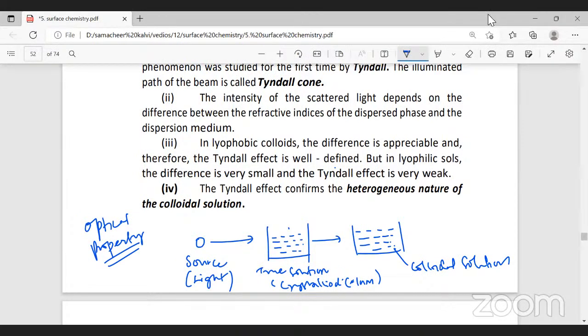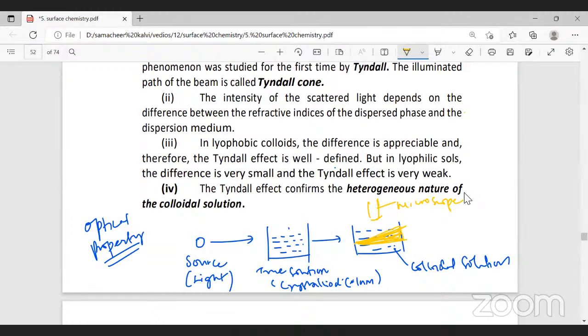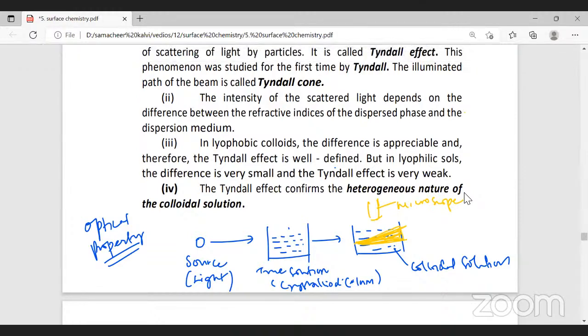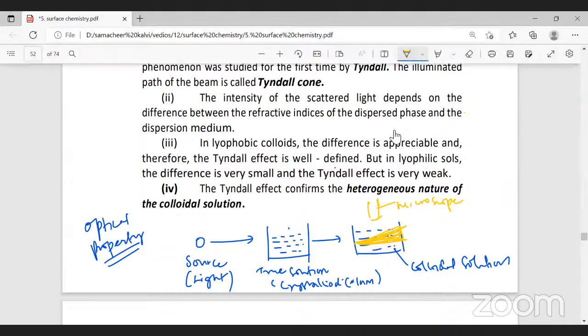Now what happens is the path in which light travels can be visible, can be seen. It is in the form of a cone. The path in which light travels can be seen. This is observed by using an ultra microscope. It's not seen through the naked eye. It is seen through an ultra microscope. Now, this scattering of light due to the colloidal particles is called the Tyndall effect.